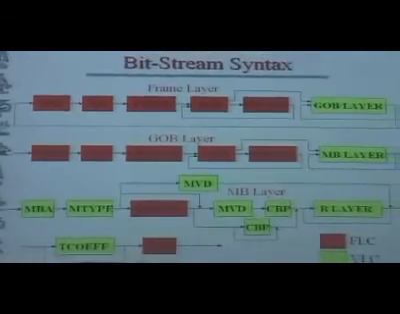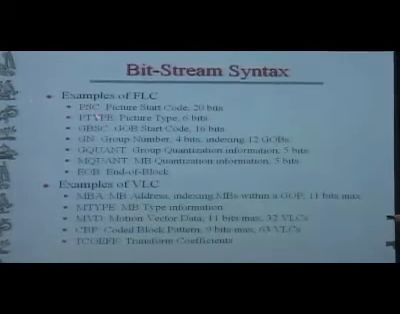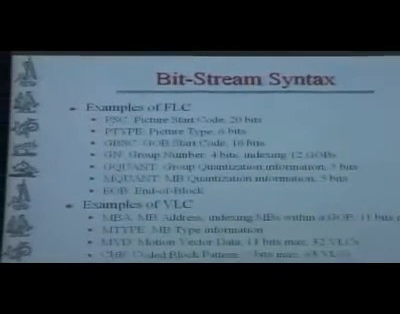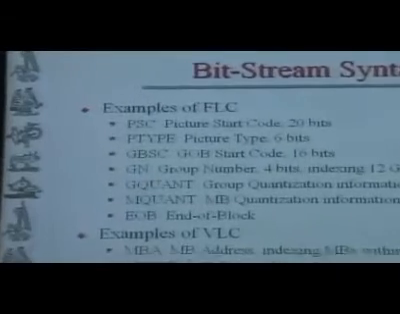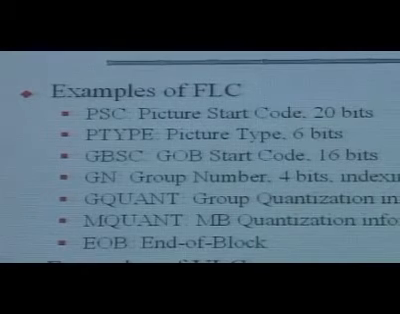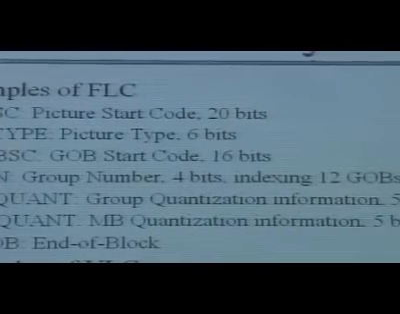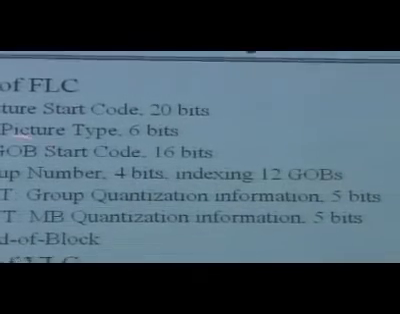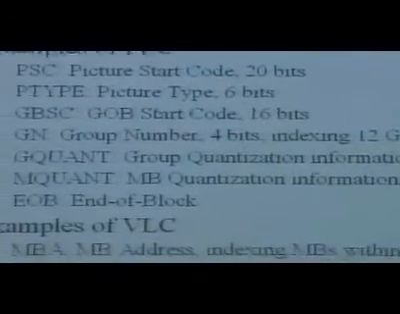Then after that comes the picture type. Another 6 bits that describe whether it's the beginning frame, is it an I frame, or intra-coded, or is it a P frame, which uses motion estimation. So we need all these things, and they are very precise.